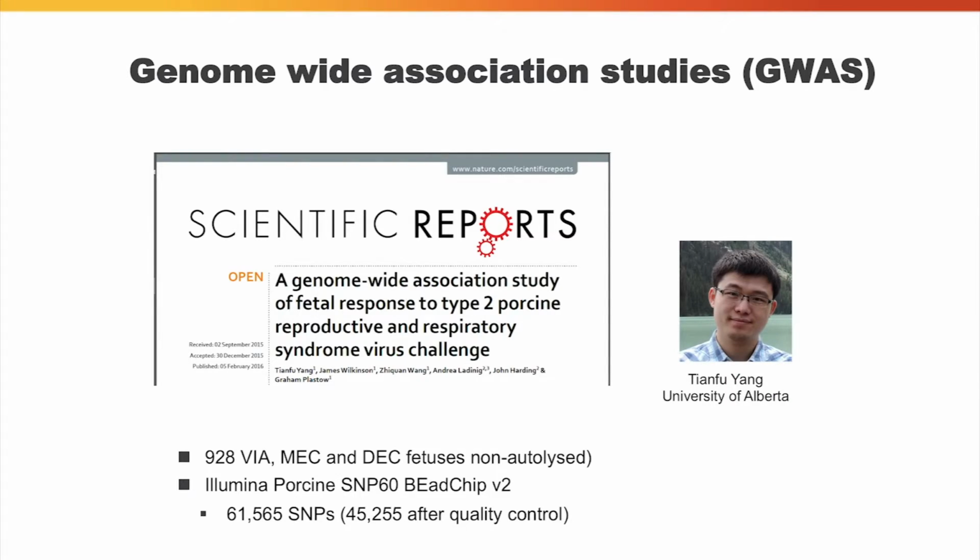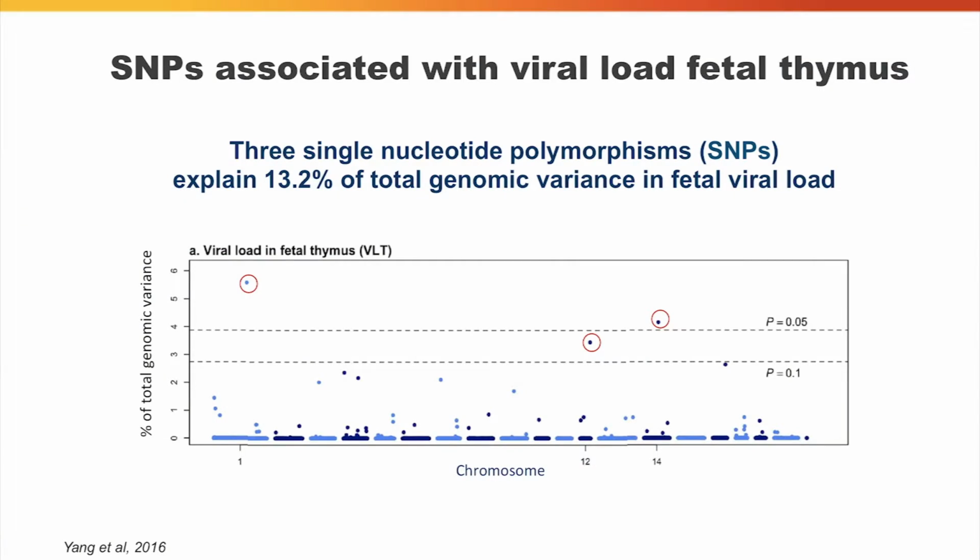So what are some of the solutions to PRRS? Well, we'll move into some of the genomics work that we've done, and this work has been done by a grad student called Tian-Fu Yang at the University of Alberta. We have inoculated over 200 animals. We have over 1,700 fetuses that we have phenotypic data on. So it's a larger study and allowed us to do something called a genome-wide association study. And this is used to measure and identify different parts of the genome that may in fact be associated with resilience to PRRS. So the first trait that we looked at is fetal viral load.